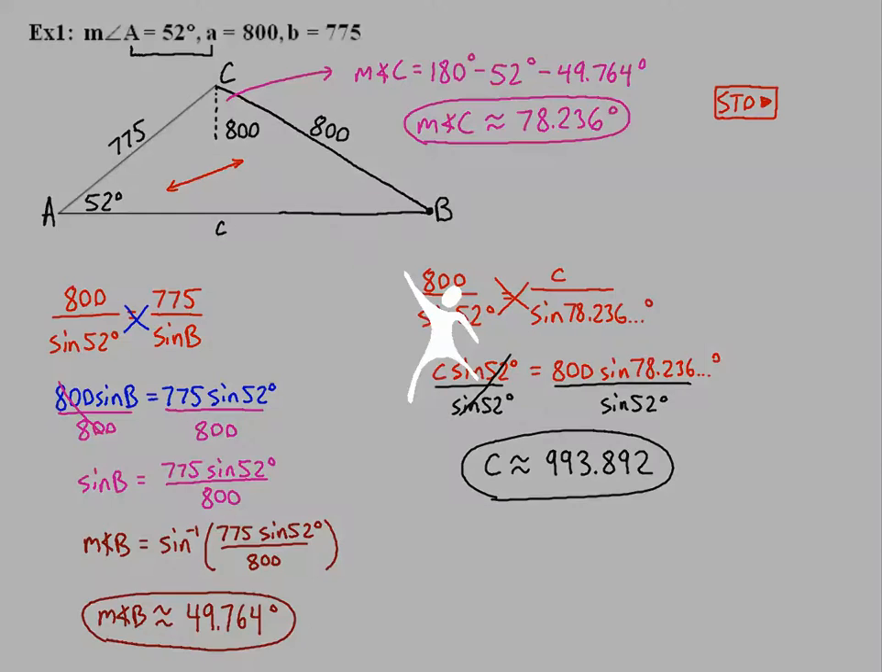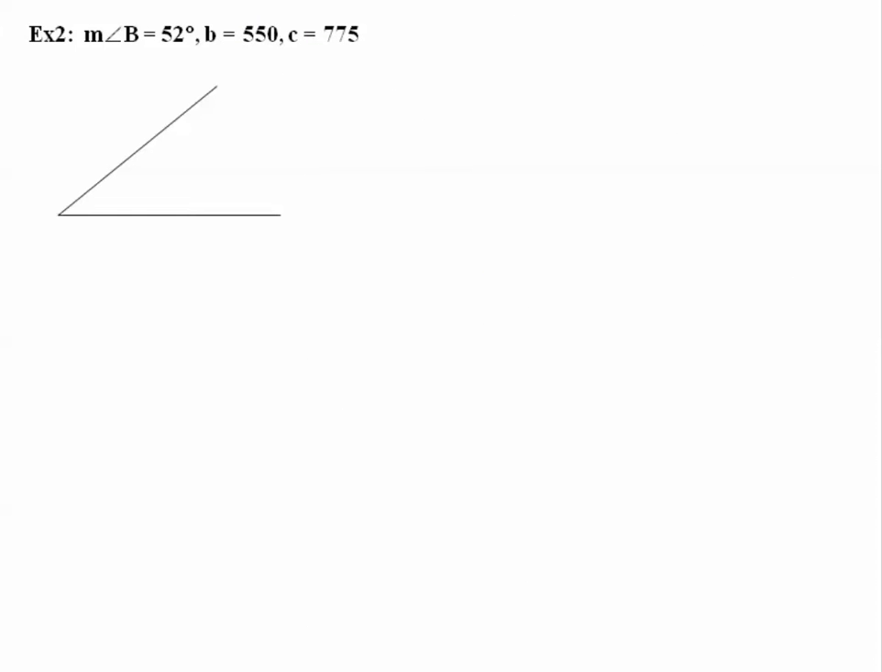Moving on to example number 2. This time I'm still given an angle that's 52 degrees, but this time it's labeled B, so I'll put B here. That's 52 degrees. Oh, I should have said that this is the ambiguous case. I'm given an angle and two sides, and two of the letters are exactly the same, so that has to be ASS. So I'm going to dot in the side here, which is 550. Again, I just dotted it in because I don't even know if it's long enough yet. 775 is my other side, and I always put it right there.